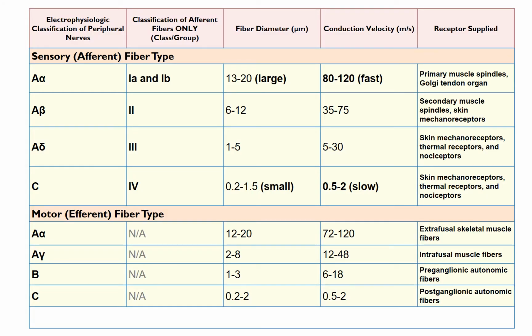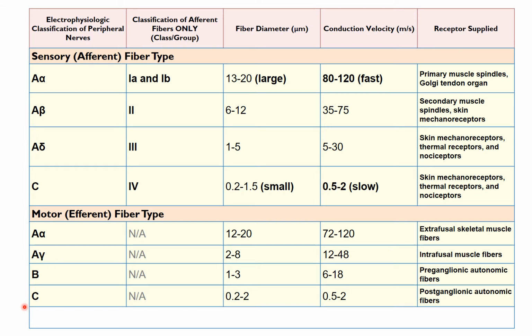So this is the big table I was referring to, and it probably looks really busy, so let me walk you through what we're looking at. The top half of the table is only referencing information about sensory fiber types, so the afferent fiber types. The bottom half of the table is only referencing information about motor fiber types.